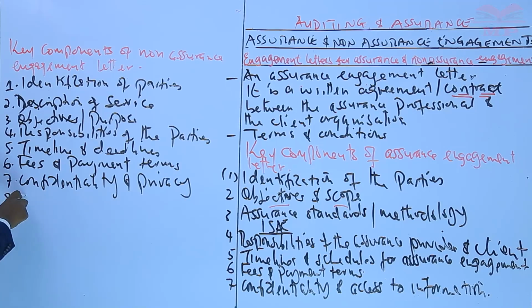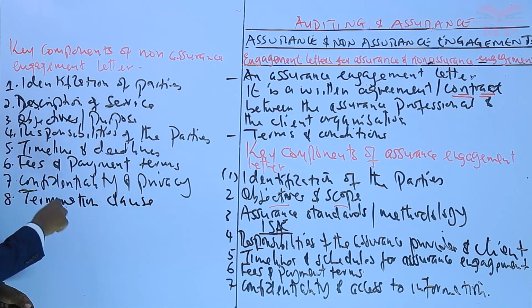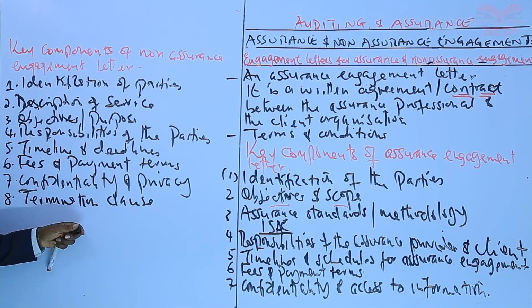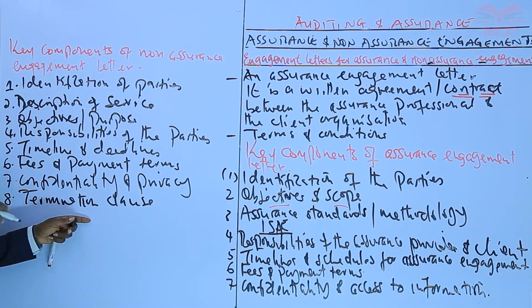8. Termination clause. This section specifies the conditions under which either party can terminate the engagement, and this may include reasons for termination, notice periods, and any other associated costs or consequences of termination.